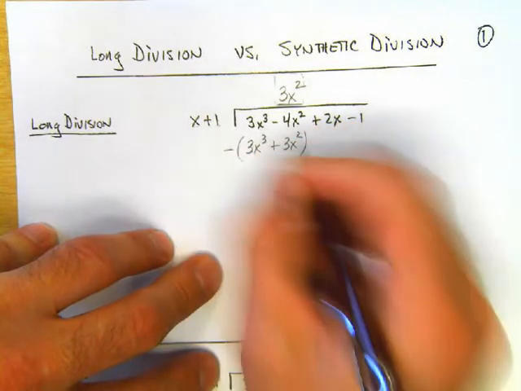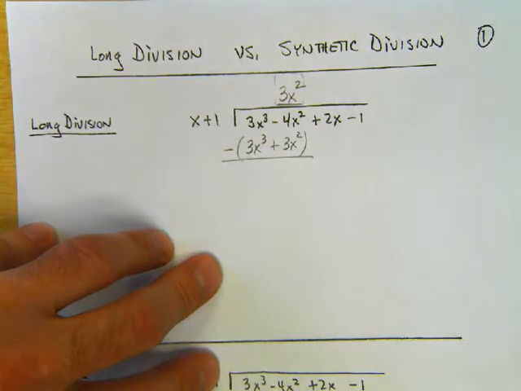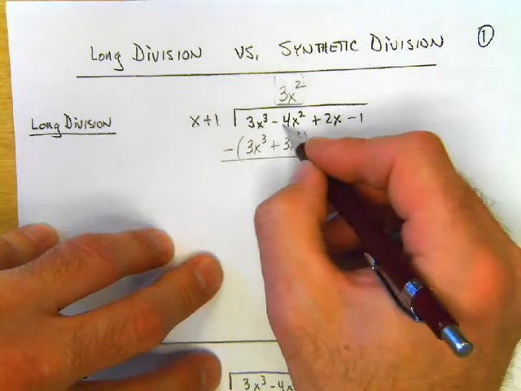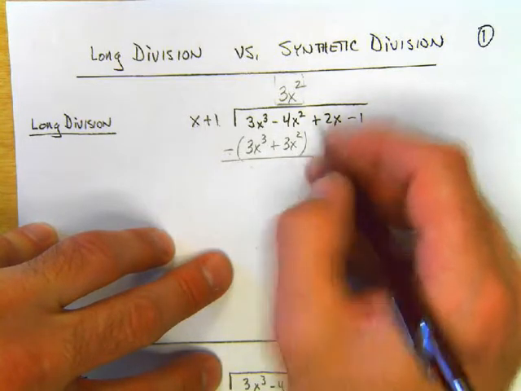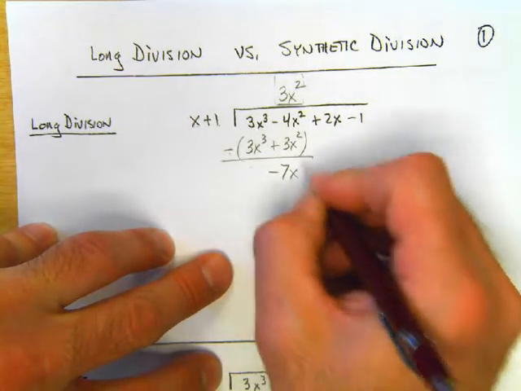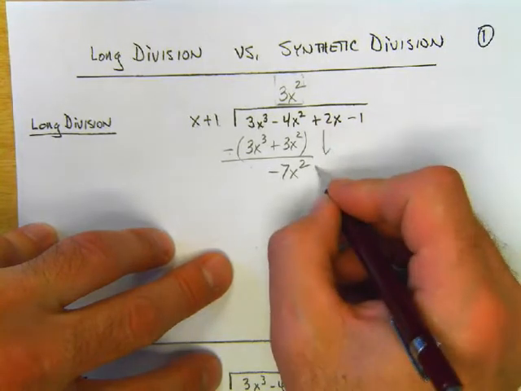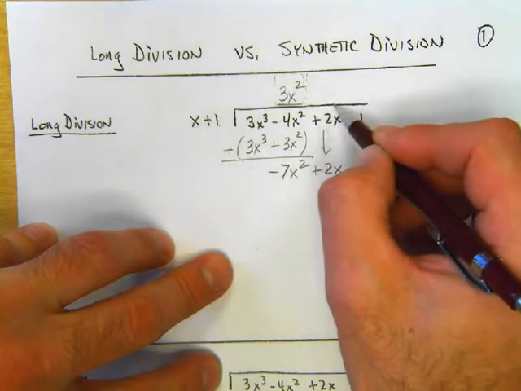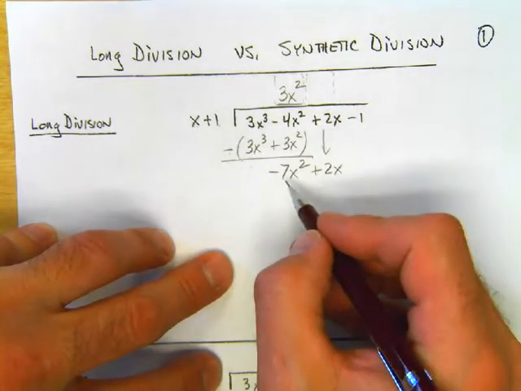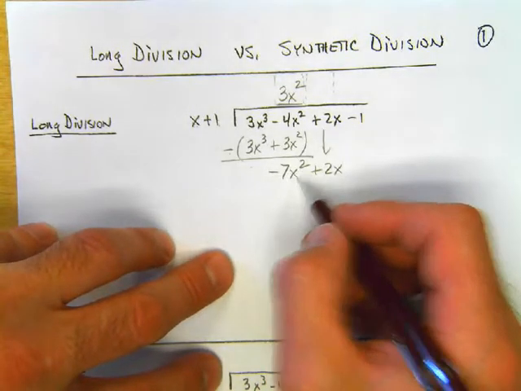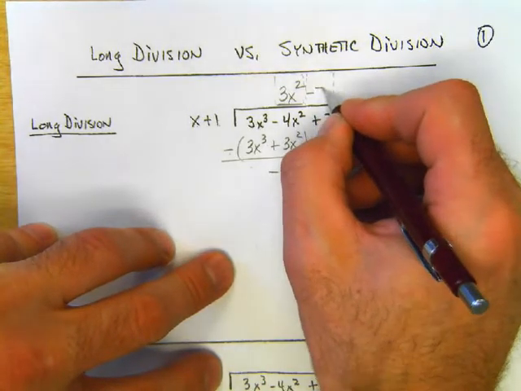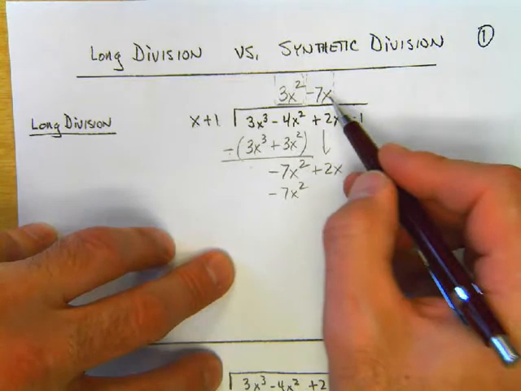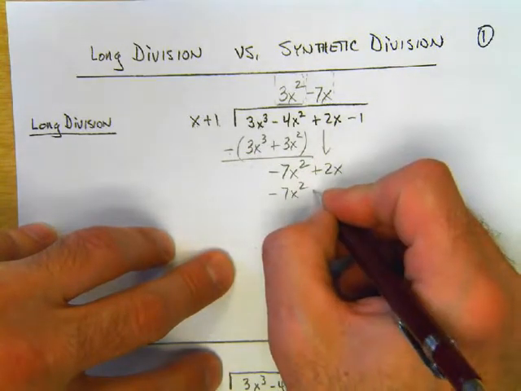Put this in parentheses and subtract. So 3x cubed minus 3x cubed is 0. They cancel. Negative 4x squared minus 3x squared is negative 7x squared. Drop the positive 2x, and we're doing the process again. What do we have to multiply times x to get negative 7x squared? Negative 7x times x is negative 7x squared, and negative 7x times 1 is negative 7x.